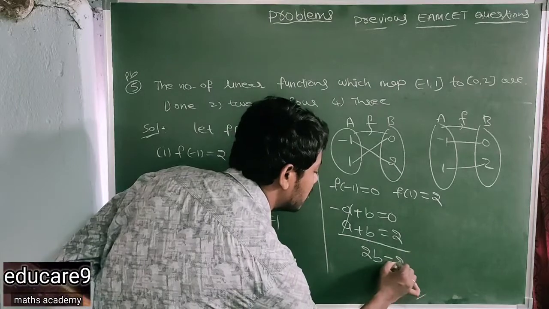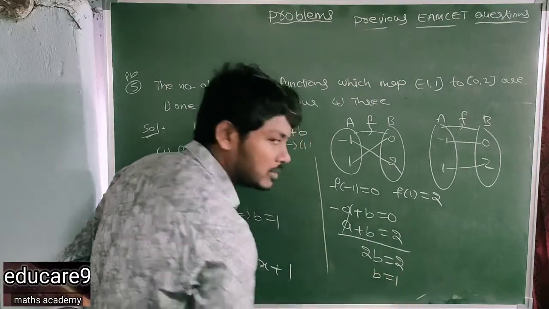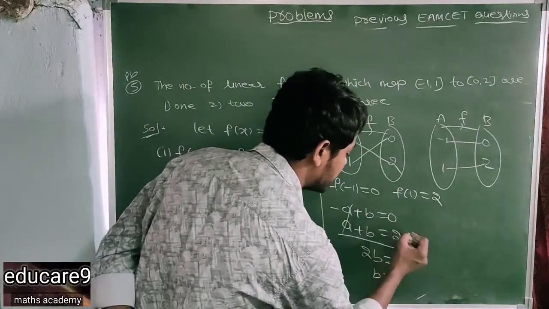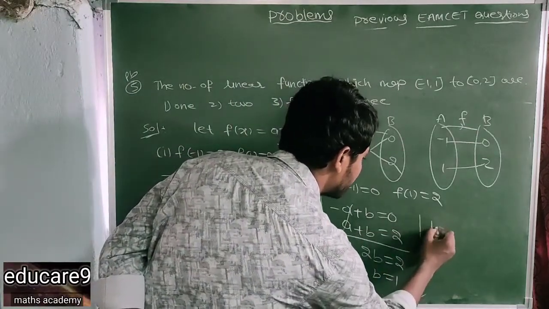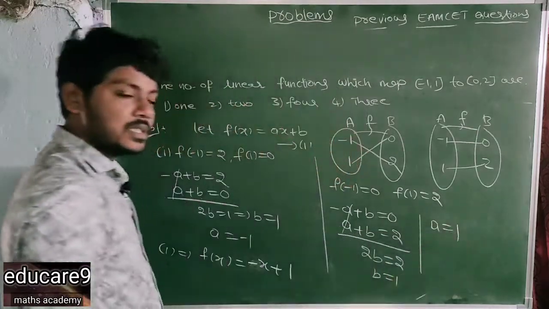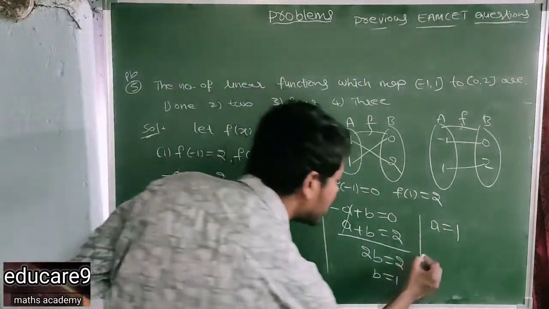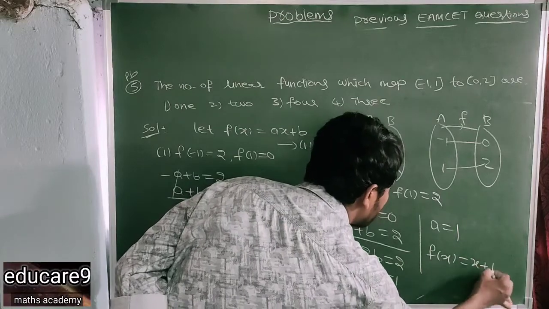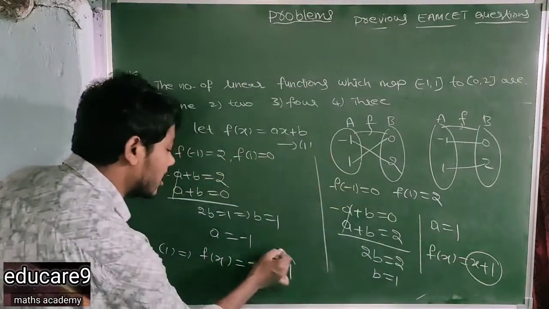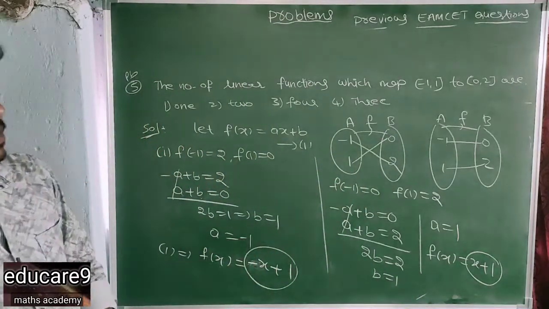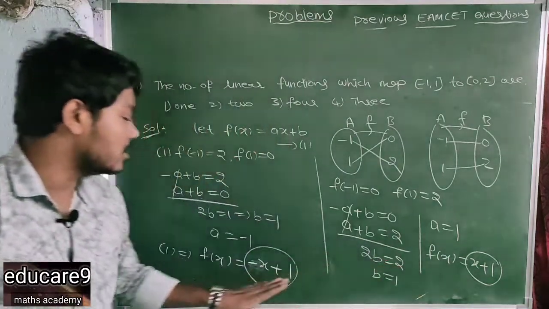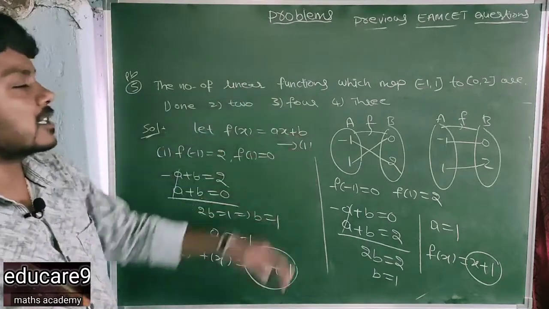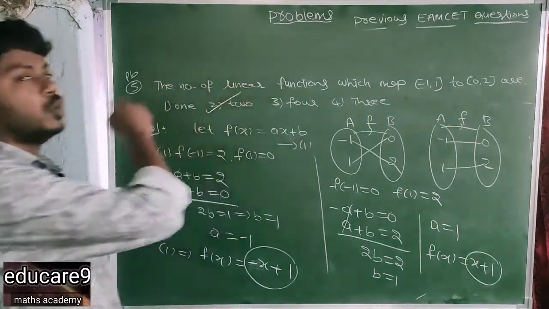2b is equal to 2, so b is equal to 1. Substitute this b in the equation minus a plus b equal to 0. So from this, a is equal to 1. So what is the linear equation? f of x is equal to x plus 1. So you get two linear equations, that are x plus 1 and minus x plus 1. Therefore the number of linear functions is 2.